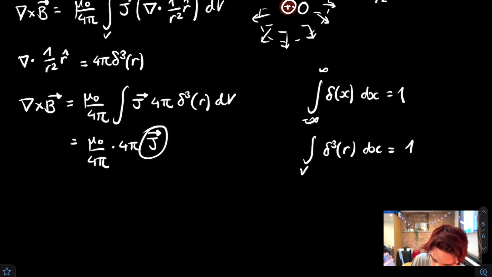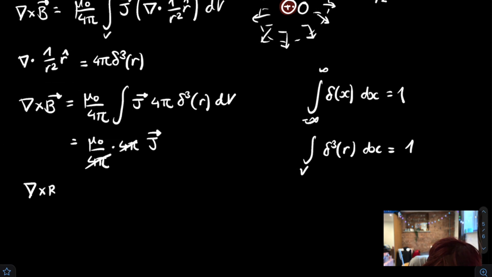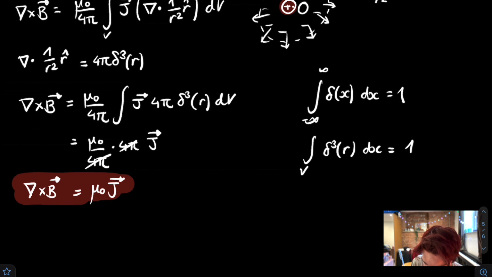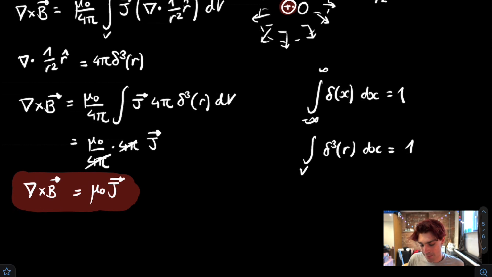So we just multiply by the current density right here. So 4 pi is going to cancel. And so what are we left with? We're left with curl of B is equal to mu naught times J, which is this remarkably simple result. And this is what's known as Ampere's law. It basically tells you that if you have a current, you have a magnetic field which arises from the current. And this is very similar to Gauss's law, where you have the divergence of E equal to rho divided by epsilon 0.